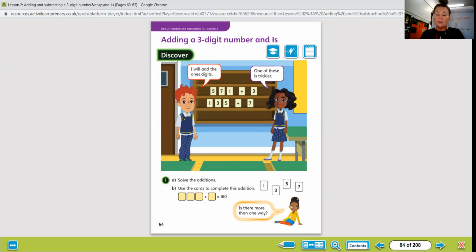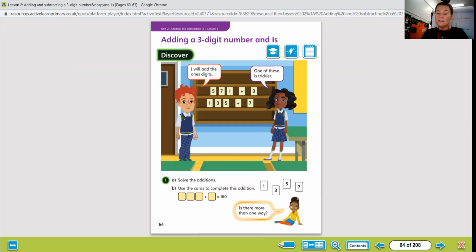So question A, can you solve the additions? On the screen, in the picture, there's a little boy and a little girl. The little boy says, I will add the ones digits. Find out his answer. And then the girl said that hers is a bit tricky. If we're just adding ones, we only really need to think about the ones column.